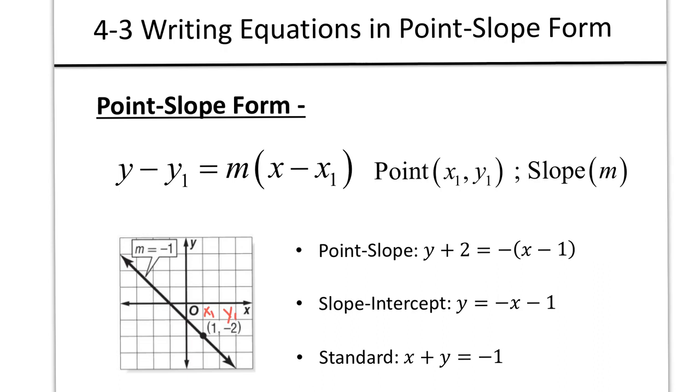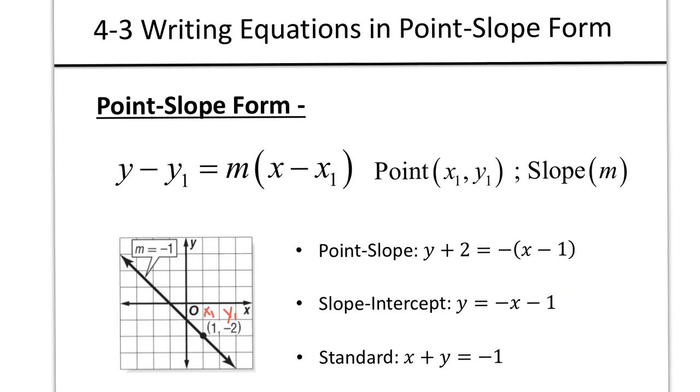You can also change this form into slope-intercept form. So let's go ahead and understand what this is, okay? Slope-intercept form, first of all, is when you have y by itself. So there's the y by itself equals, and then we have mx plus b. So y equals negative x minus 1 is the slope-intercept form. Now what happens from here all the way here?